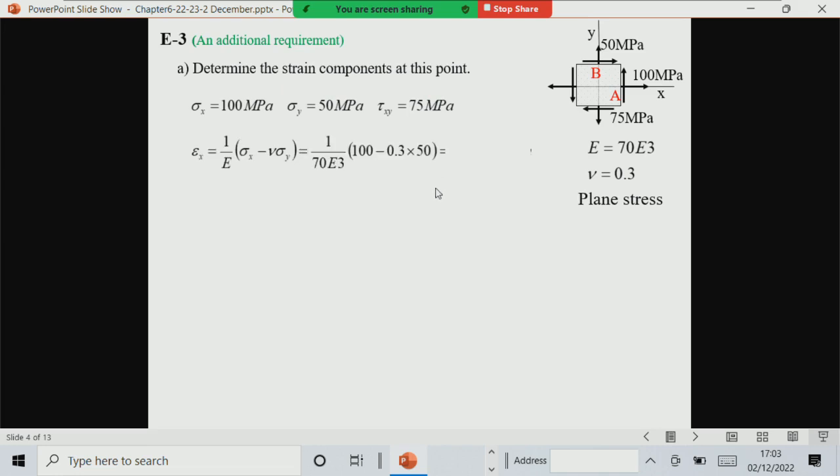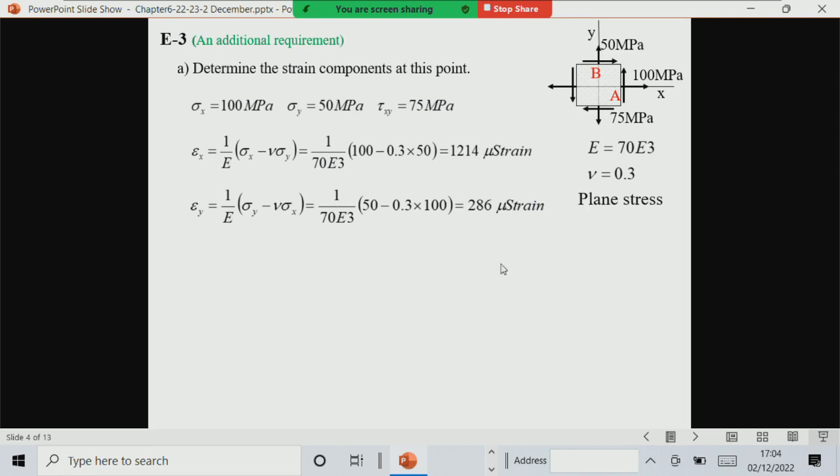The first one, epsilon x is equal to 1 over E, sigma x minus nu sigma y. So this is 100 megapascals, 50 megapascals, and Young's modulus is 70 gigapascals, so I've written everything in megapascals. In that case, we end up with a very small value, and we multiply by 10 to the power of 6, so that is the strain in the x direction. The strain in the y direction, epsilon y, is equal to 1 over E, sigma y minus nu sigma x. I repeat the same procedure, and I find the strain in the y direction, which is equal to 286 microstrain.